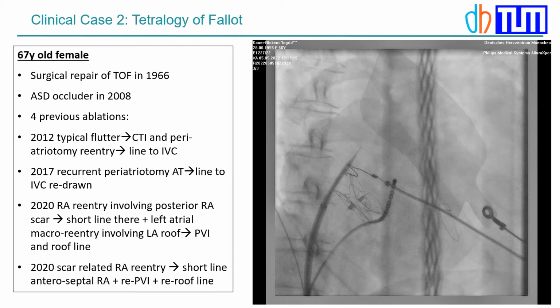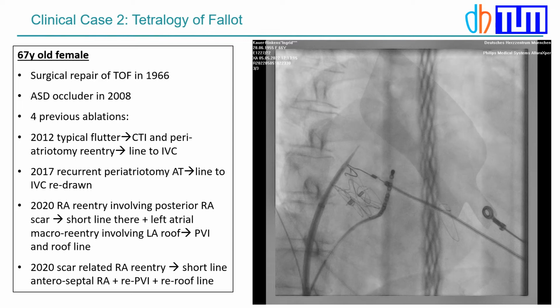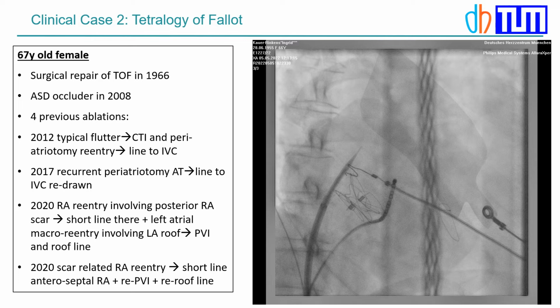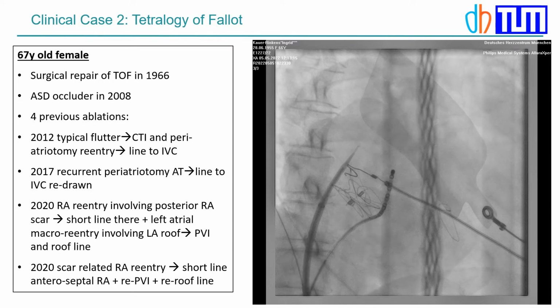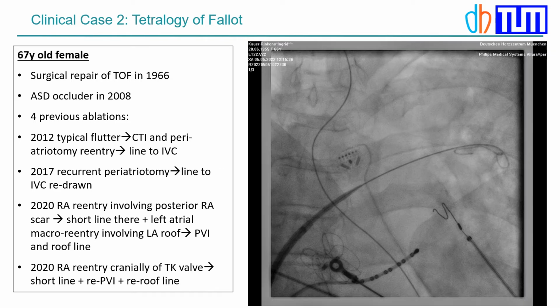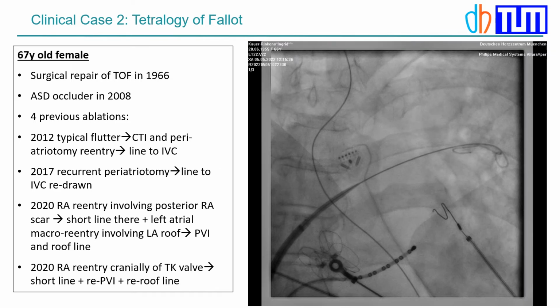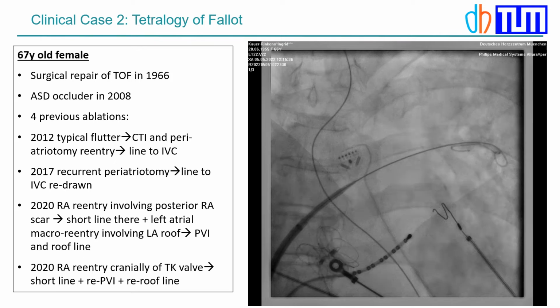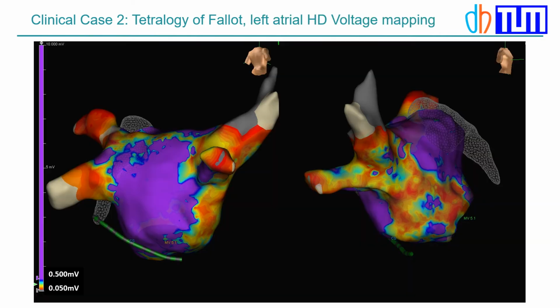And finally, in this procedure, we went also to the left atrium, did a pulmonary vein isolation and a roof line. And in the last procedure, she had already a scar-related right atrial re-entry that was located more or less on the septum of the right atrium, pulmonary vein isolation, roof line. So you see that difficult case. This is when we managed to place the wire into this left atrium, just cranially to the occluder.